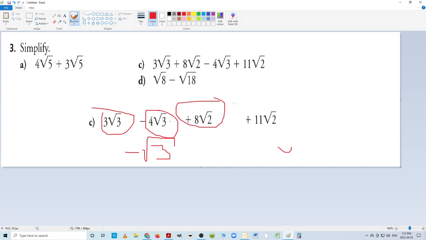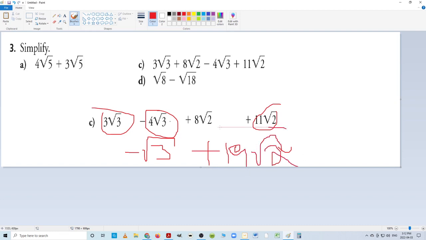And I got 8 oranges plus 11 oranges, so I've got 19. Sorry for my handwriting, 19 oranges. And it can't really get simpler than that. You can look for ways to turn this into square root of 2 and this into square root of 3 if they were bigger numbers, but they're not. So this simplified form is negative square root of 3 plus 19 times square root of 2.